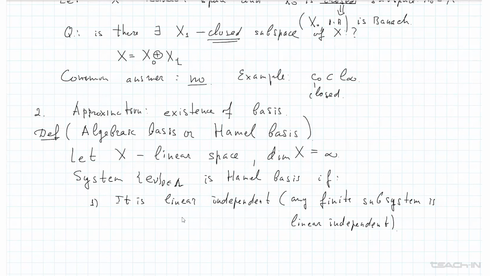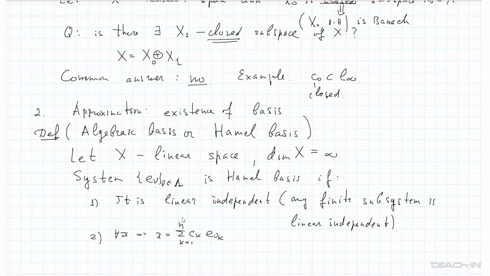Yes. And the second property: for any x, we can obtain the sum, but a finite sum. So we do not need, for example, a norm structure. It is the definition for any linear space. Any vector can be represented as a finite sum.